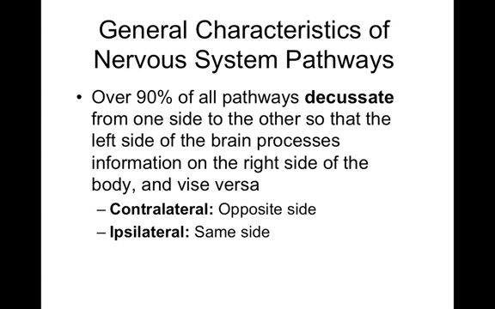Now, most of these pathways we have, which are sensory or motor, most of them decussate, or cross. Decussation is a crossing from one side of the body to another. So a lot of sensory pathways will cross from the left side of the body to the right side of your brain, and vice versa. Sensory information from the right side of your body can cross to the left side of your brain, or motor information can cross too. So most of these pathways decussate or cross. Now, contralateral is the word we use to describe pathways that are on the opposite side, and ipsilateral is the word we use to describe pathways that are on the same side.